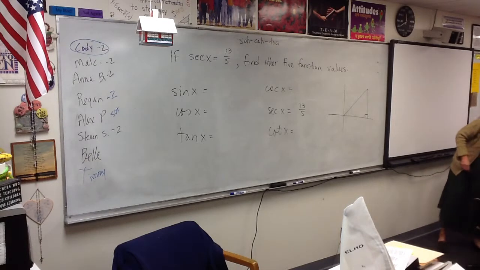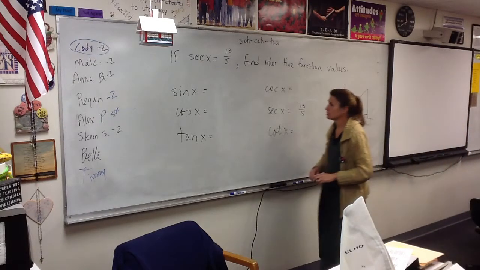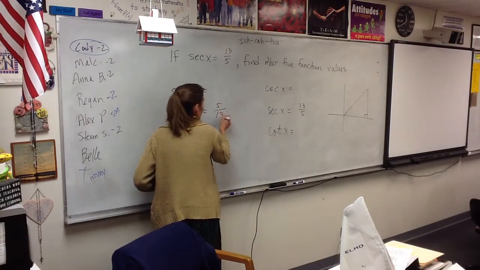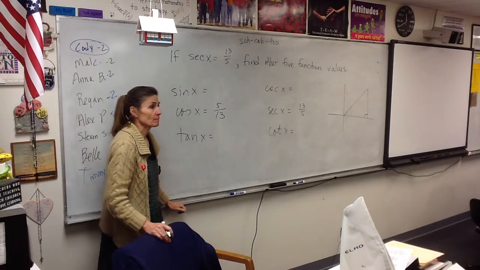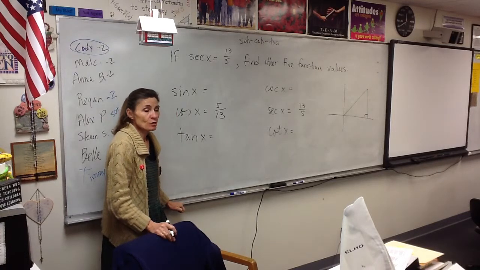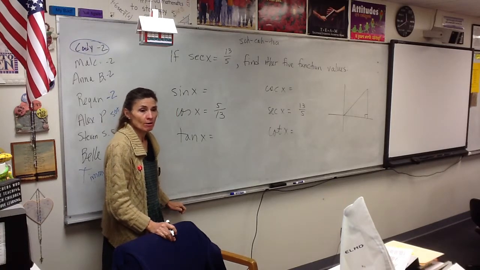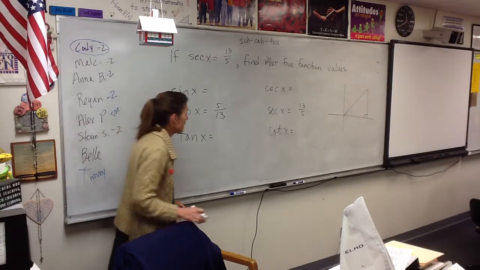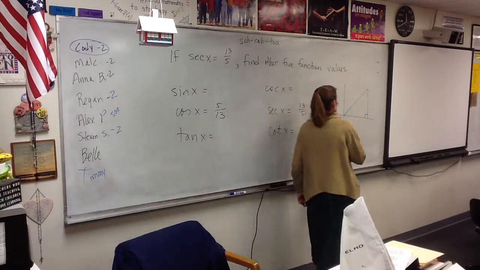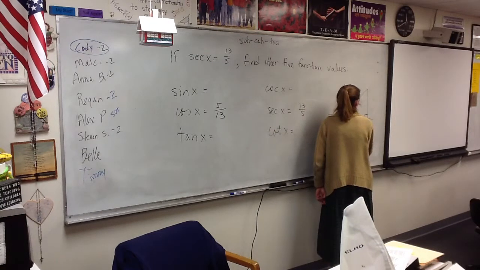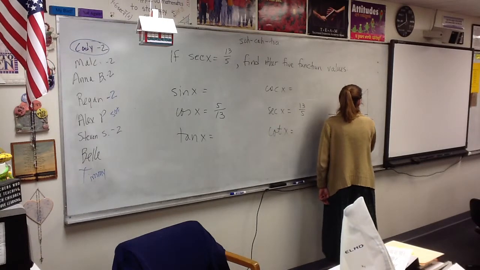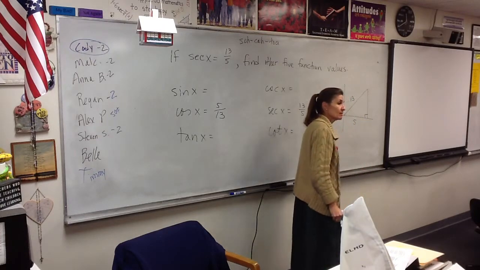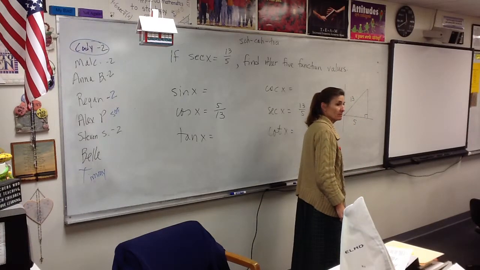Okay, how much progress did you make here? Hopefully you filled this one in right away, did you? Yeah. Because you know secant and cosine are reciprocals. Now, how did you label your picture? 5 was here, and 13 was here. Did you do the Pythagorean theorem? What'd you come up with?